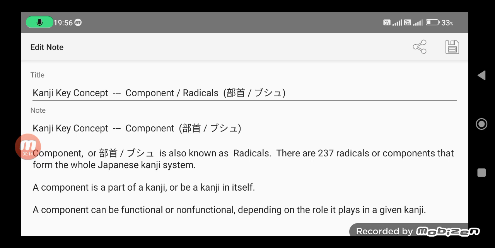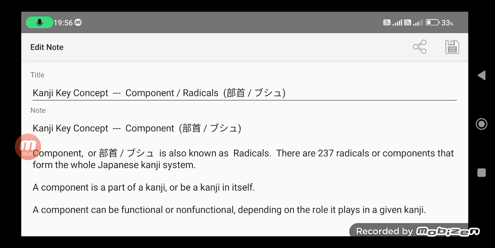So today, this is Nihongo lesson number 0019. For today, as we have discussed in our Nihongo lesson 0017, we will be taking on this important kanji concept, key concept.